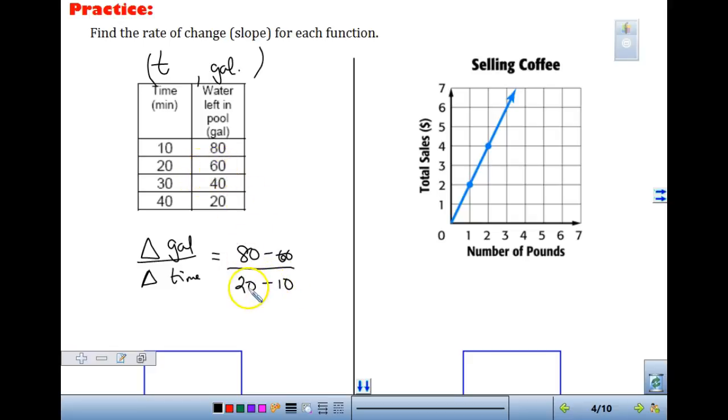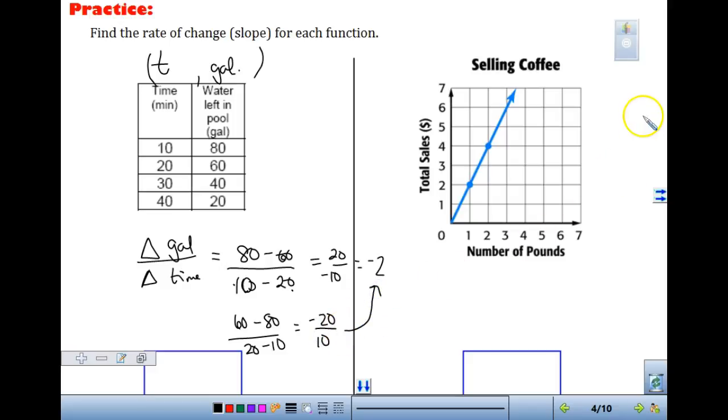Does that make sense? It has to be 10 minus 20, right? Because we put 80 first. We have to have 10, which goes with the 80, minus 20. Now, if you would have started the problem out differently and said 60 minus 80, right? Then you would have had 20 minus 10. In this case, we are going to have 20 divided by a negative 10, gives us an answer of negative 2. If we are looking at this one, 60 minus 80 would have given us a negative 20 divided by 10, still gives us negative 2.